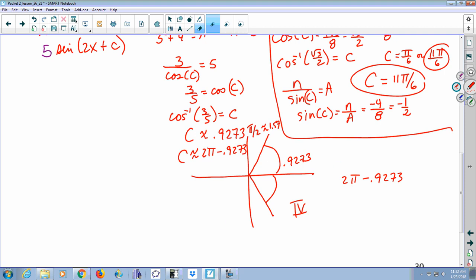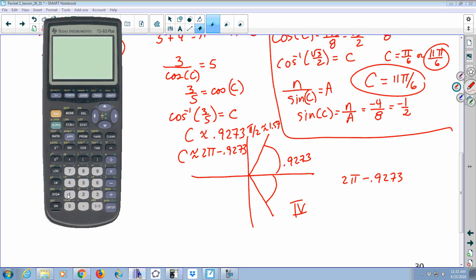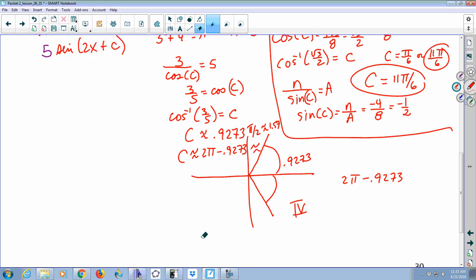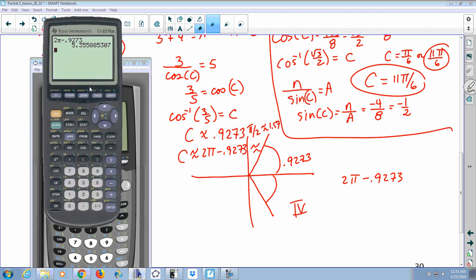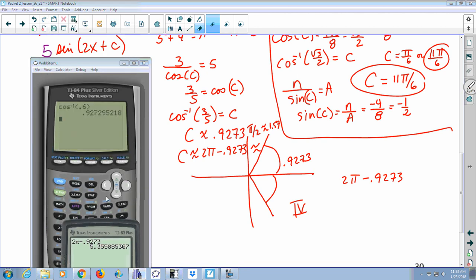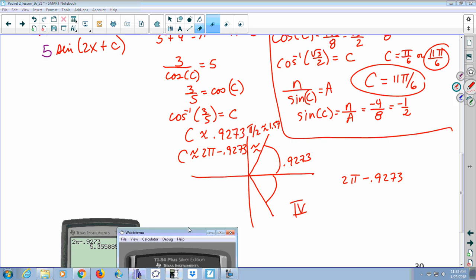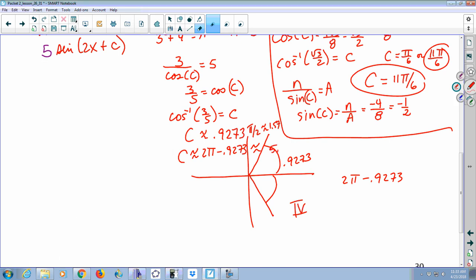So we throw that into our calculator. These will take a long time to solve, so just give yourself lots of time. 2 pi minus 0.9273. So we got 2 values. That's about 5.36. Okay, I've got 2 calculators going here. All right, so which value for C are we going to use?